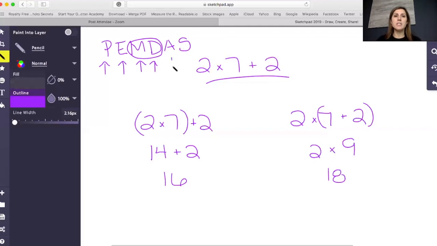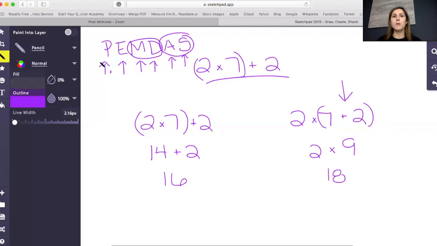And then addition and subtraction, you also do at the same time, working left to right, because they are also inverse operations. So in this problem, 2 times 7 plus 2, according to the order of operations, you would do this part first and then do the adding. But if the parentheses were there, we would do this part first, the 7 plus 2, and then multiply by 2. So that's a lot of information that I just introduced you to.